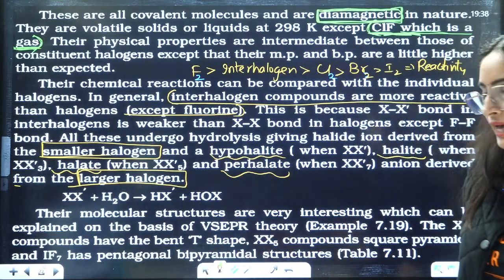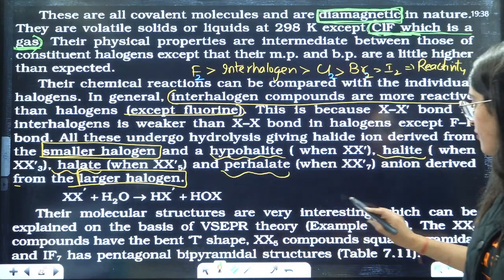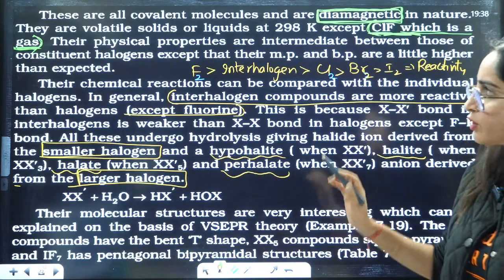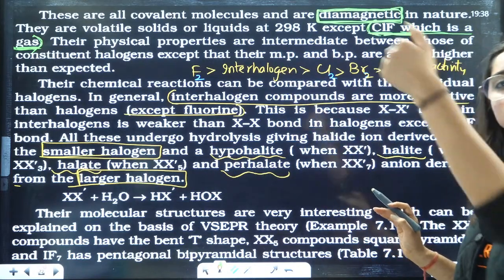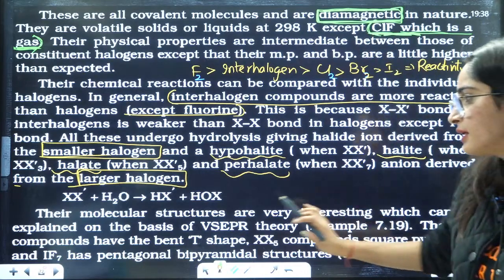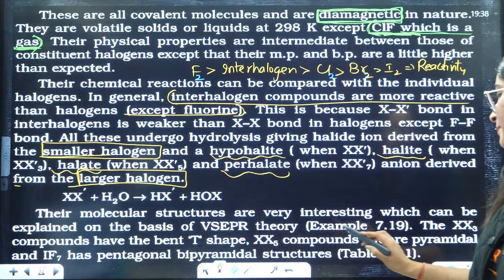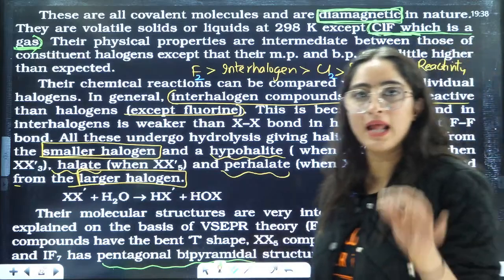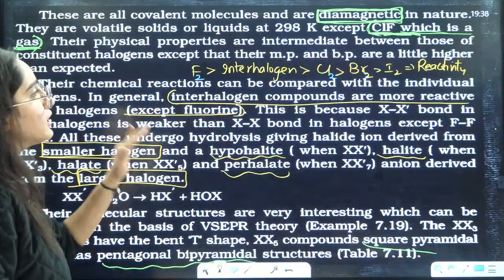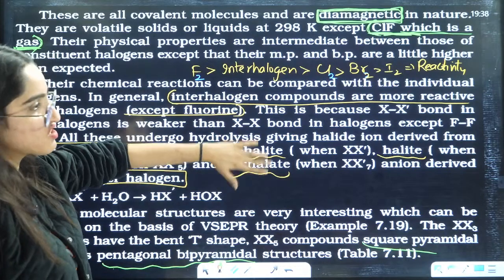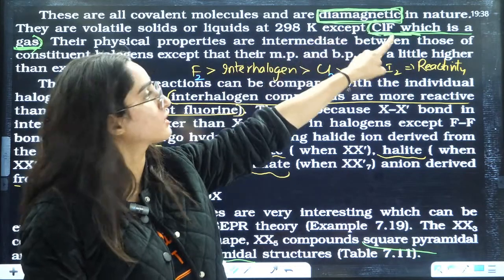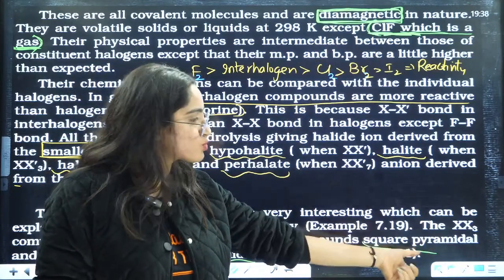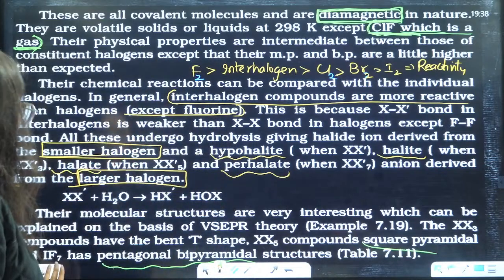Their molecular structures are very interesting, which can be explained on the basis of VSEPR theory. This molecular structure table I have also shown you. The explanation is there in chemical bonding. The AX3 compounds have bent T shape. The AX5 compounds have square pyramidal shape. The AX7 compound is pentagonal bipyramidal, and they are very important. Usually, the question will rarely be asked from here. They can ask you the diamagnetic character, that ClF is a gas. Then they can ask you the shapes. This is the most predictable part.